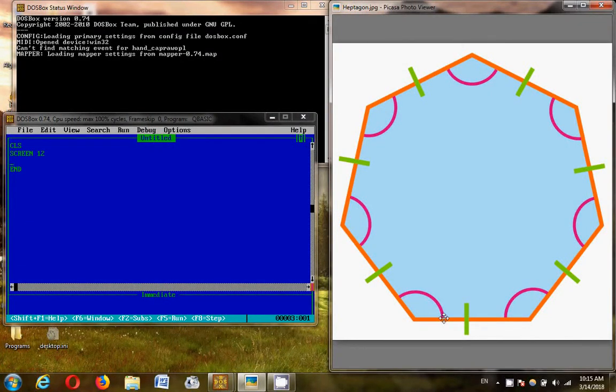The base will be the first line, the second line will be the bottom left, the third line will be the middle left, then top left will be the fourth line, top right will be the fifth line, middle right will be the sixth line, and bottom right will be the seventh line. So like this. First, the base here is the horizontal line.